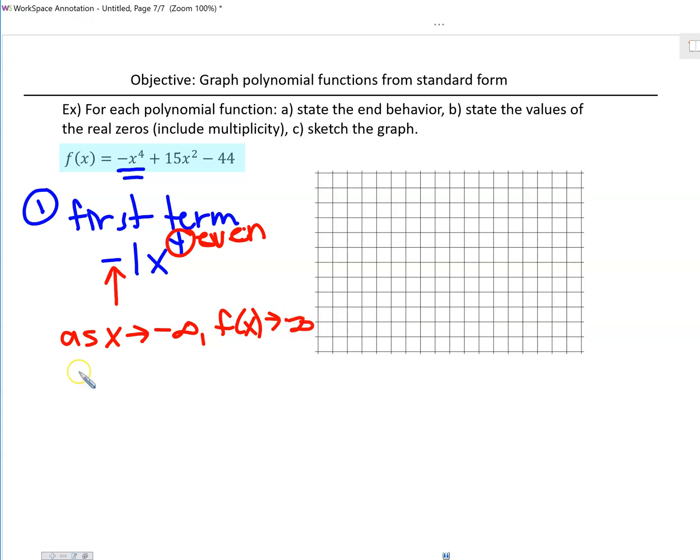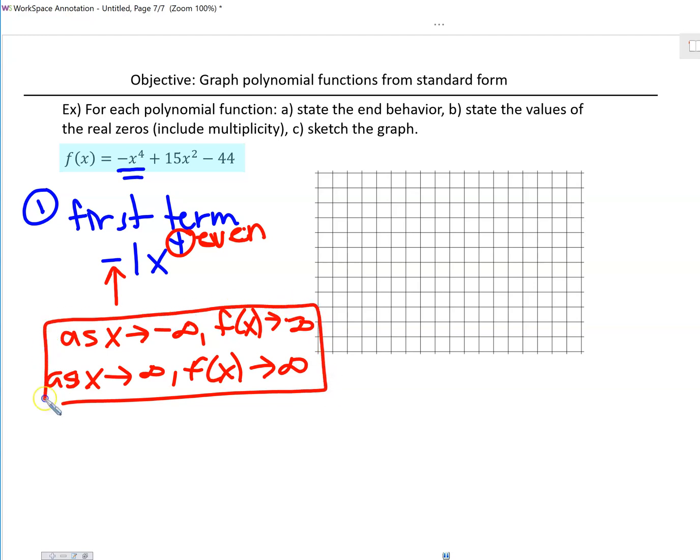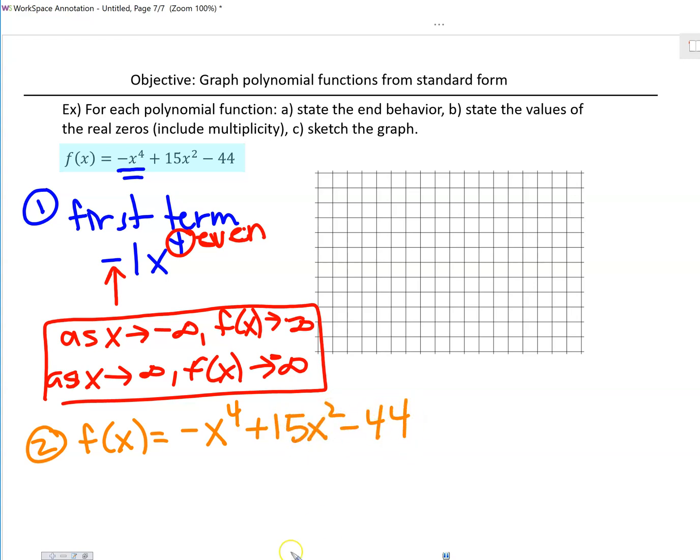And as x goes to positive infinity, f of x goes to negative infinity. Same, both negatives. All right, so now we're looking at our zeros. In order to figure out our zeros, we are going to need to set f of x equal to 0 and factor the right side of this function as much as possible.